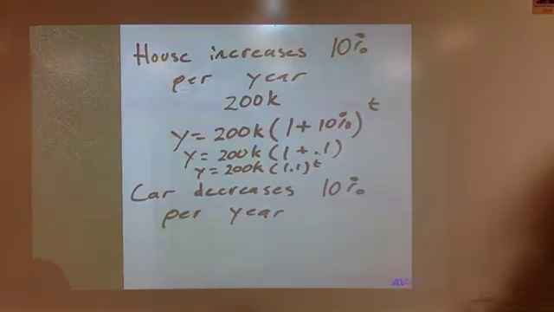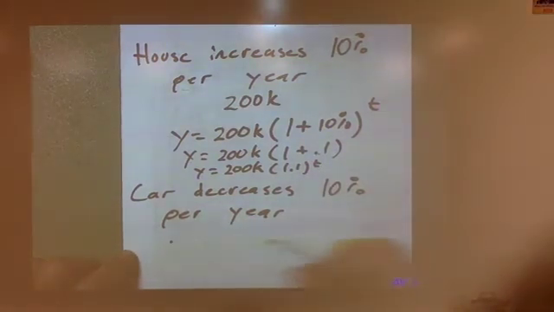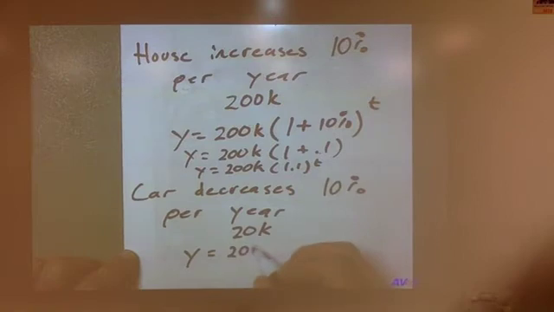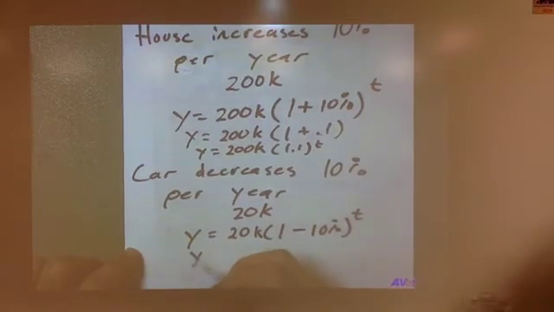Now a car, the value of a car usually decreases, so it's going to be a subtraction sign instead of an addition sign. Let's say your car was worth $20,000 when you bought it. So now it's y equals 20k, 1 minus 10%, and that's going to be y is equal to 20k, 1 minus 0.1, which is 0.9.